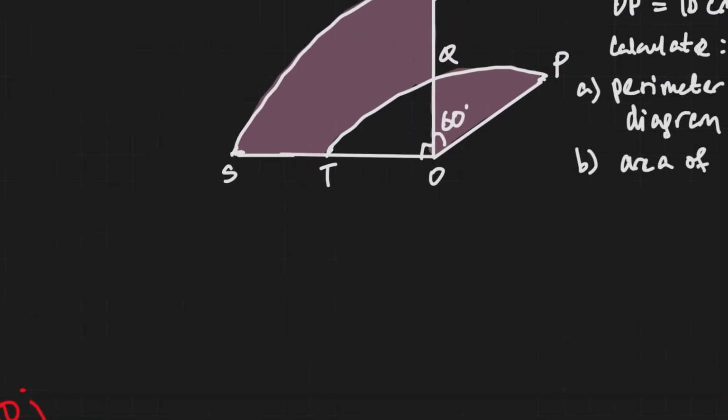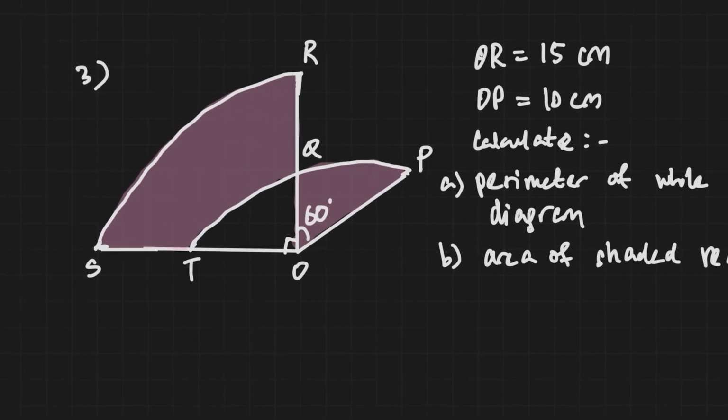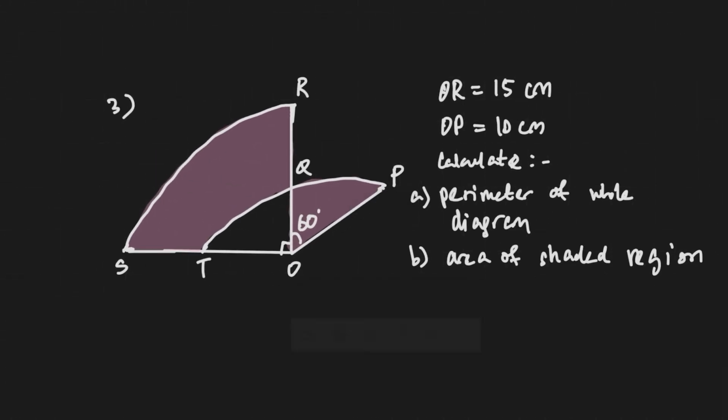Okay, let's do one more question here. So in this question we have these two, we can say semicircle or sector, with center at O. So we have these two different radius. One is the OR, which is 15 centimeters, and OP, which is 10 centimeters. So we want to calculate the perimeter of the whole diagram. So how do you calculate the perimeter of the whole diagram?